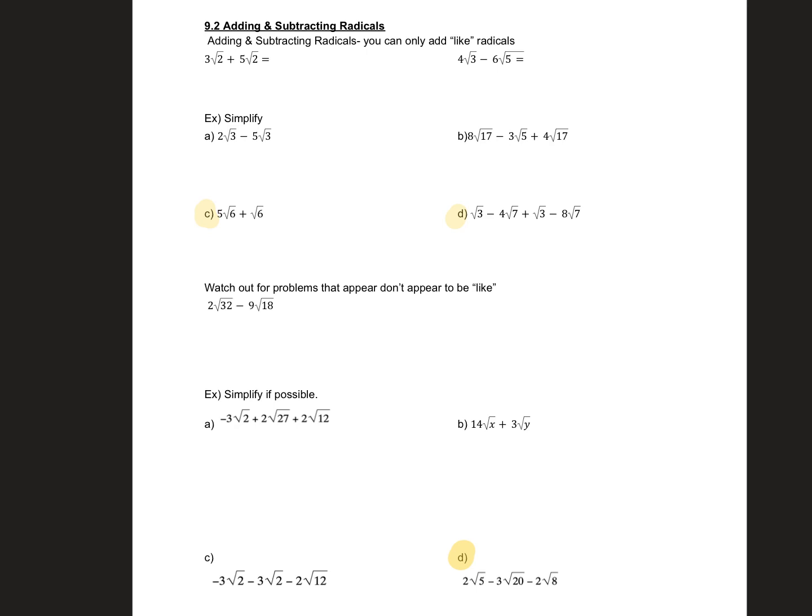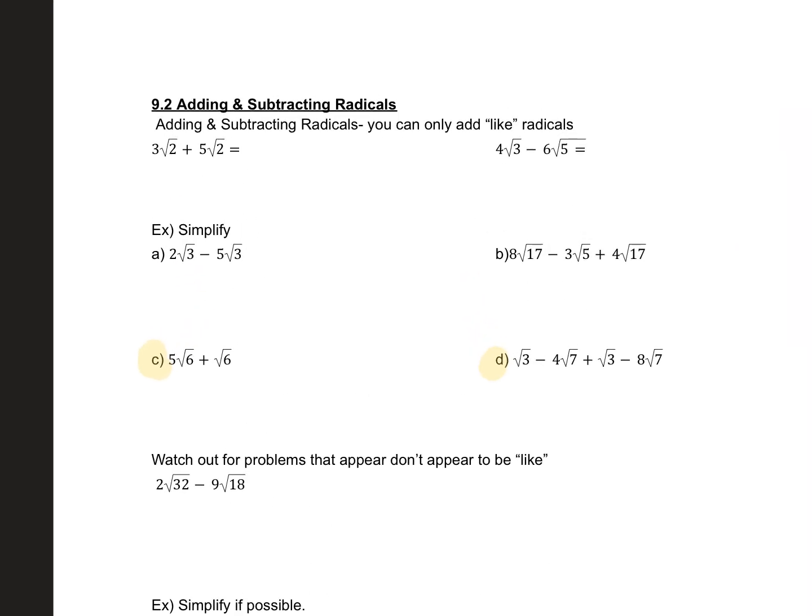All right, section 9.2, we are talking about adding and subtracting radicals. And we use this phrasing where we say, with adding and subtracting radicals, you can only add like radicals. We just mean radicals that are like each other. In other words, terms with the same value underneath the radical or the square root.